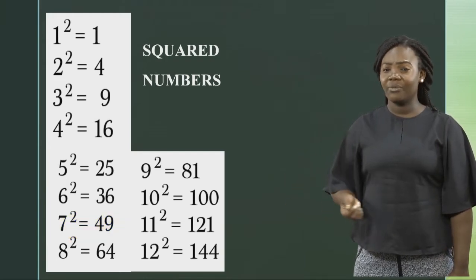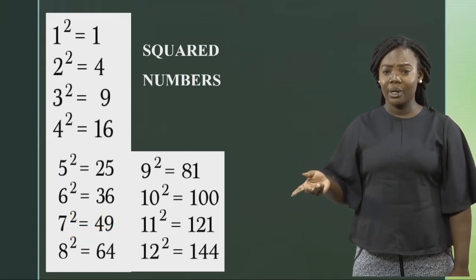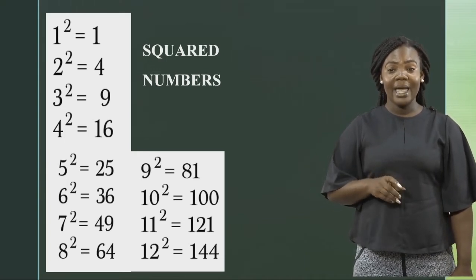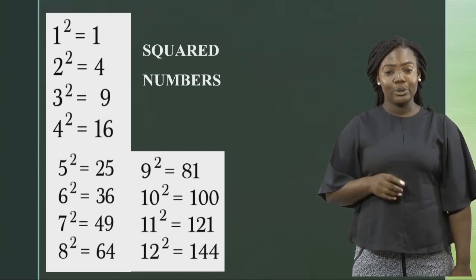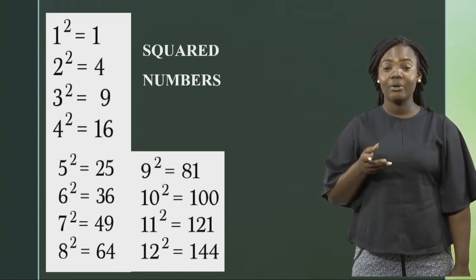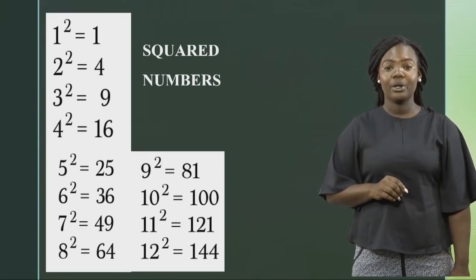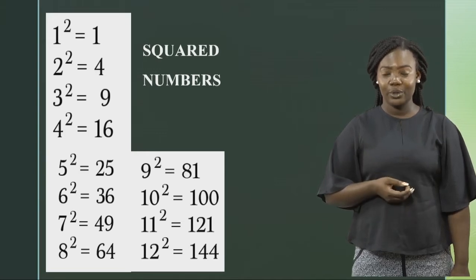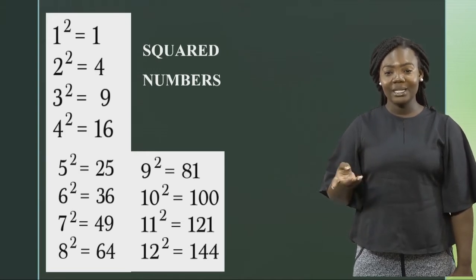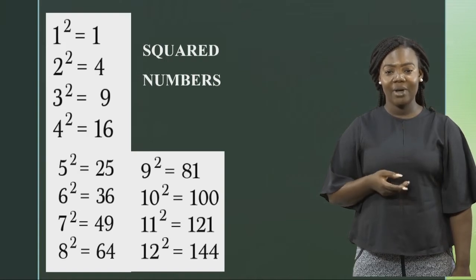Now these are just the first 12 numbers being squared, and we can go on and on and on. But what I would like you to do is be able to identify squared numbers as soon as you see them. So please take some time and familiarize yourself with all of the possible squared numbers you can find. As time goes on, they will become easier for you to identify. But for now, let's continue on our lesson on how we factorize the difference of 2 squared.